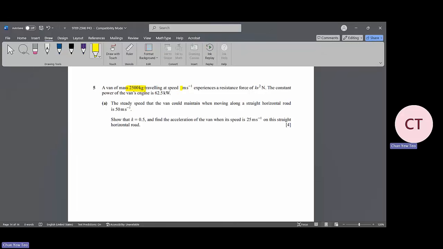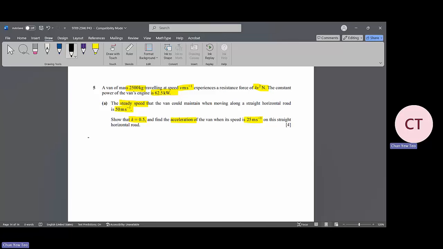2,500 kg traveling at a speed of v meters per second, experiencing a resistance force of kv² newtons. The constant power produced by the van's engine is 62.5 kilowatts. The steady speed that could be maintained when moving on a straight horizontal road is 50 meters per second. Show that k is equal to 0.5. After that, we want to find the acceleration of the van when the speed is 25 meters per second. So we have 2 cases over here.